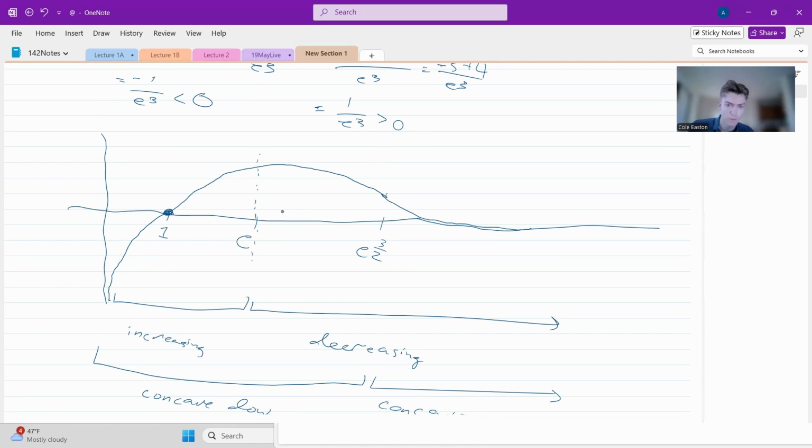So let's actually, I just want to draw a couple pictures. Concave down could look like this, right? Or it could look like this. And concave up could look like this, or it could look like this, right? So it has nothing to do with if we're increasing or decreasing. It's just about, sort of, if it looks like a piece of a bowl or a piece of a dome.